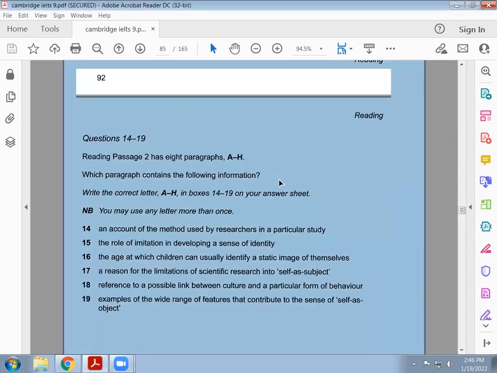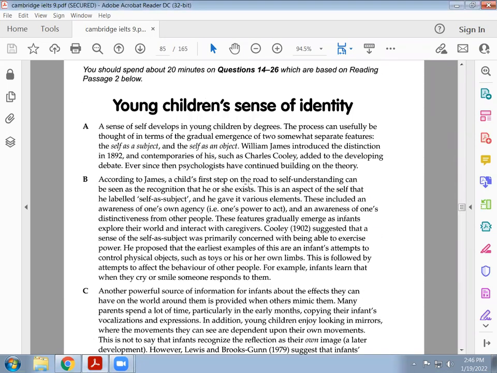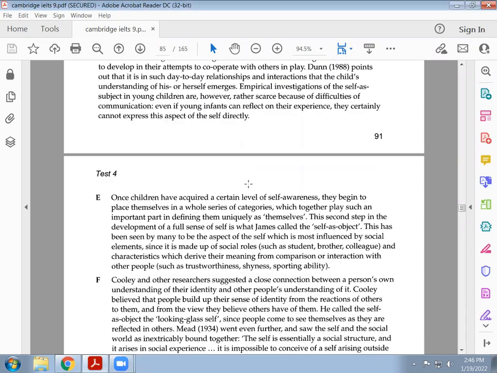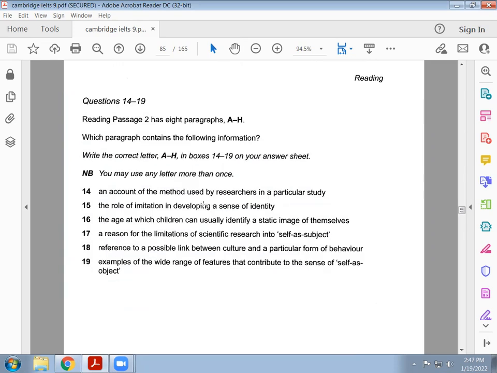Now this is our passage. It's a long passage, young children's sense of identity. Now, what do some students do? They directly go to the questions and read the questions and then underline the question keywords and then start searching these words from the passage because this question is matching paragraph question type.